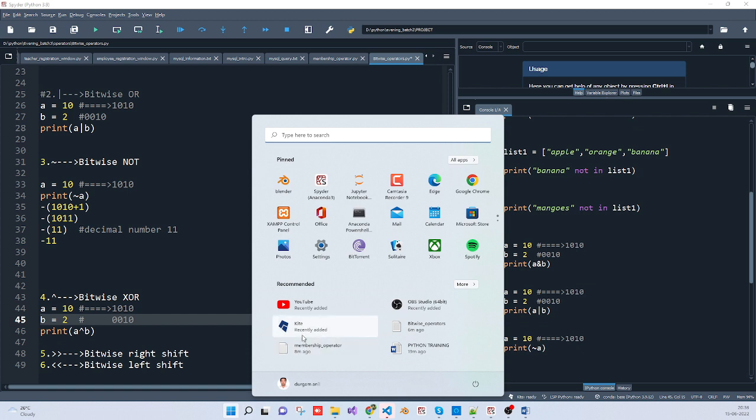You want XOR or bitwise not? Okay, okay, wait.